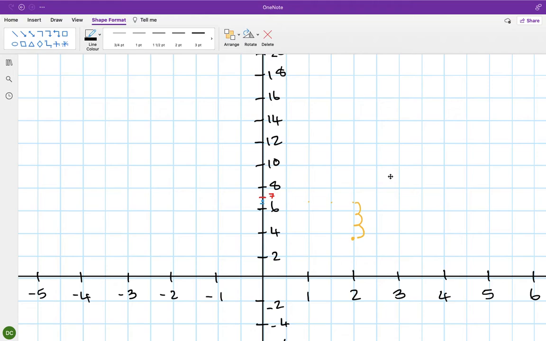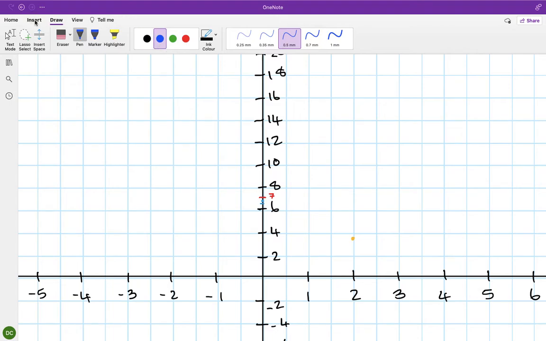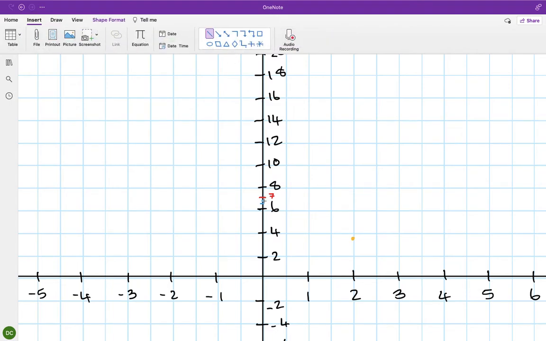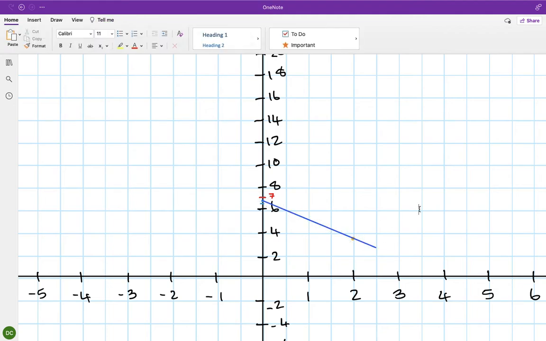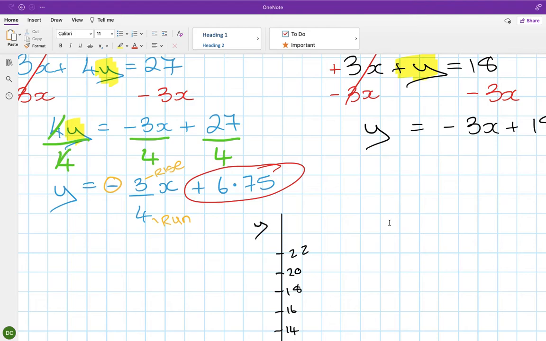Okay? I'm going to take all that middle stuff out. So I have my dot. What colour was this? This was blue, wasn't it? Draw, blue, insert, line. So I'm going to put this on the dot, which is at 6.75. I'm going to put it through my 3.75 there. Yeah, so I think all the inaccuracy is going to come from this one, but we'll keep going.